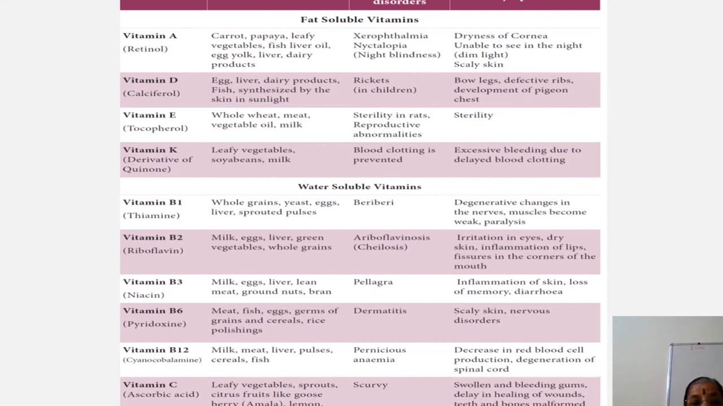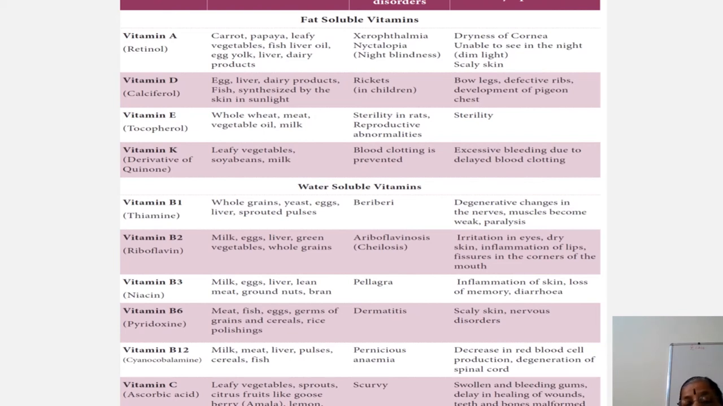Right? And water soluble B1, thiamine, causing beriberi. The name of the disease is beriberi, with degenerative changes in the nerves, muscles becoming weak, and paralysis. A paralytic attack can come if vitamin B1, thiamine, is lacking. Whereas vitamin B2, also known as riboflavin, causes ariboflavinosis.